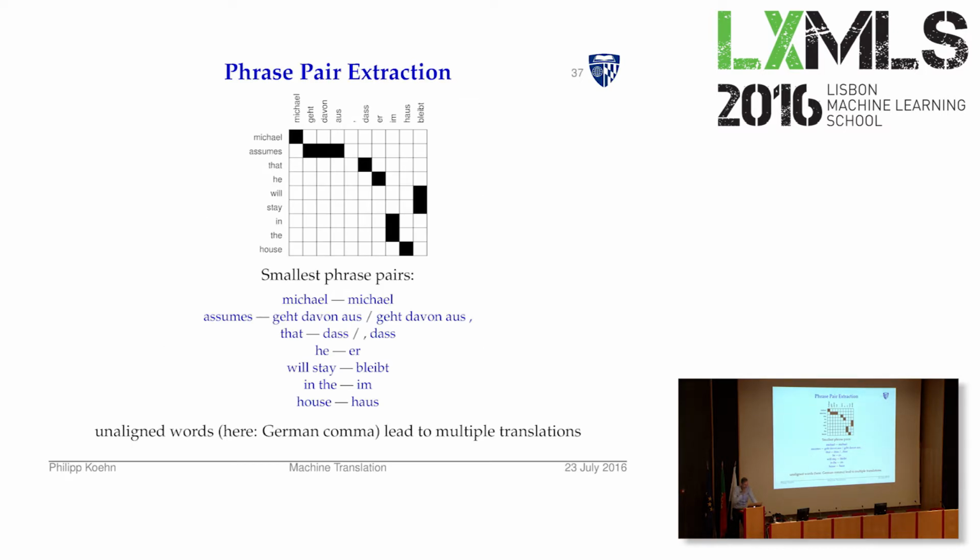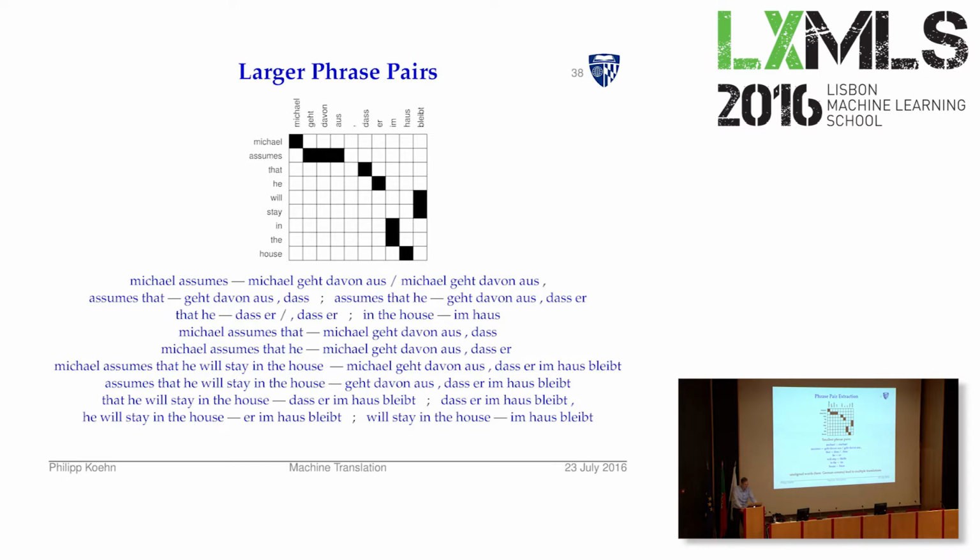If you have a sentence pair like this, you can extract really small phrases, and also really long phrases. These are now all phrases you can extract from it. One thing you notice is that you can extract many more phrase pairs than the original sentence was long. So often these phrase tables are even bigger than the original parallel corpus you start with. They're gigabytes on disk, which 10 years ago was a bit of a problem.